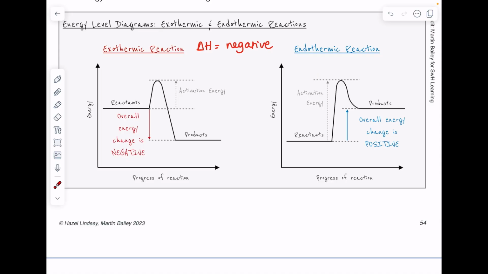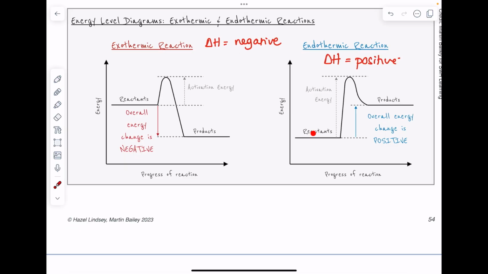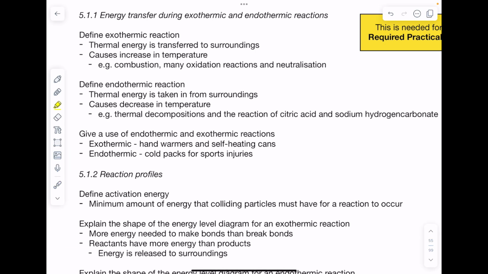With an endothermic reaction, delta H is positive, and as a result, your products have more energy than your reactants, so the product line is higher than that of the reactants. Again, you can find the energy change, and do make sure you can label that activation energy again. In terms of examples of endothermic reactions, we've got cold packs used for sports injuries. Exothermic examples include hand warmers and self-heating cans.